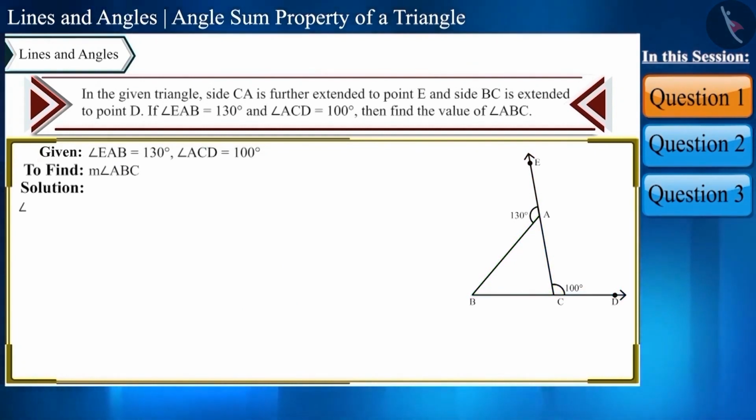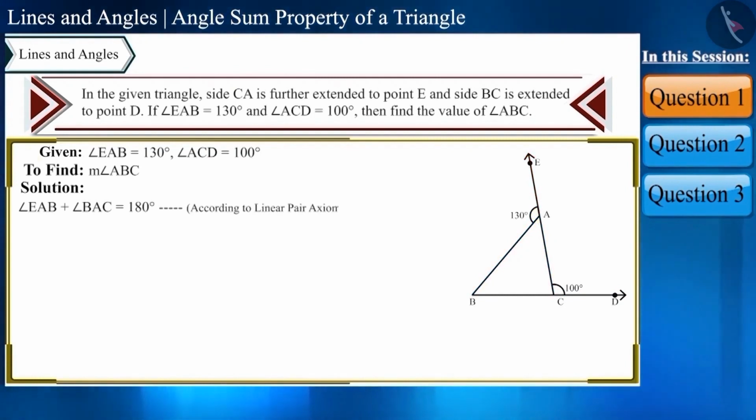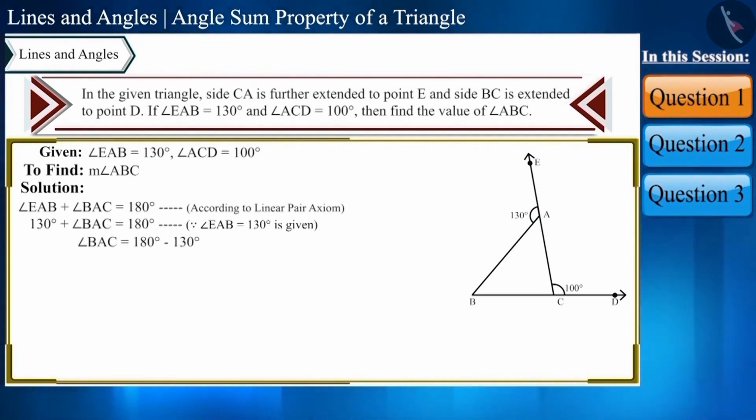First of all, angle EAB plus angle BAC will be equal to 180 degrees because it is a linear pair. Now if we keep the value of angle EAB, then it will be 130 degrees plus angle BAC, which equals 180 degrees. Thus, angle BAC will be equal to 180 degrees minus 130 degrees, which is equal to 50 degrees. Let's name it as equation 1. Similarly, we can find angle ACB. Angle ACB plus angle ACD equals 180 degrees.